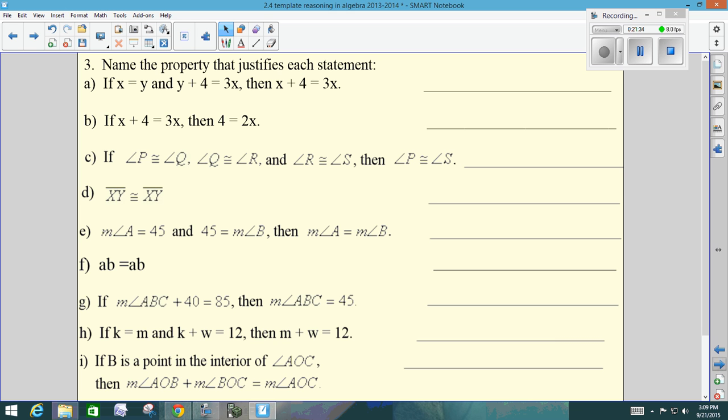So this first one: if x equals y and y plus 4 equals 3x, then x plus 4 equals 3x. We have to name the property that's being illustrated. And when you're doing this, you guys, you have to read from the hypothesis to the conclusion. How did they get from the hypothesis, x equals y and y plus 4 equals 3x, to here? What did they do?